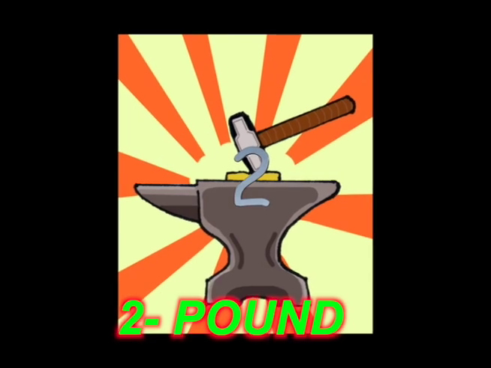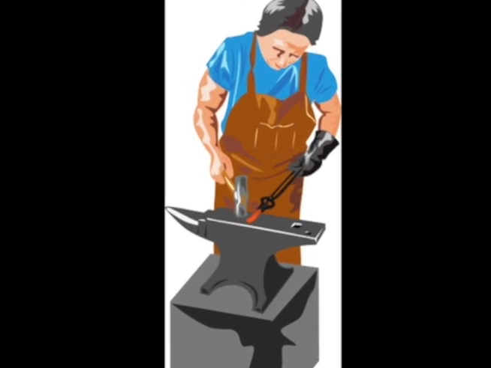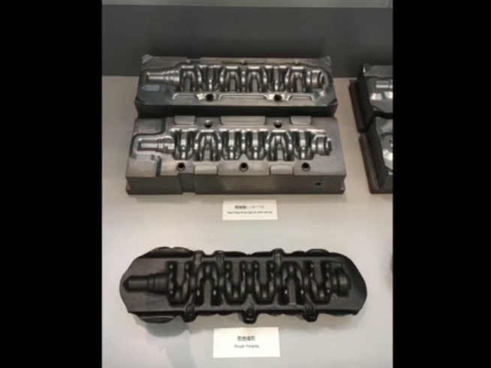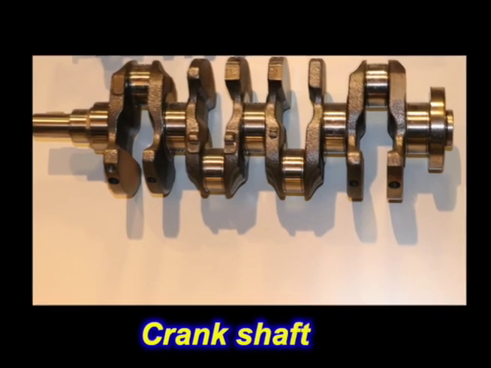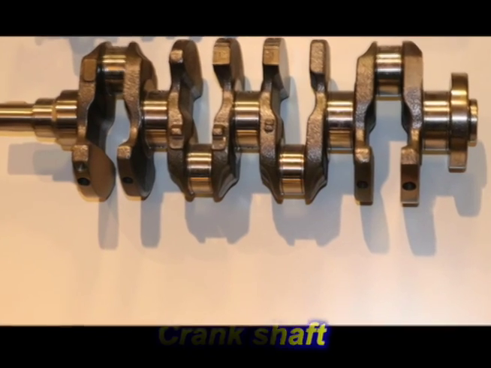Pound or forge hot metal into shapes. Hot metal is hammered between these tools to make the crankshaft. The shaft will turn over 1,000 times a minute.